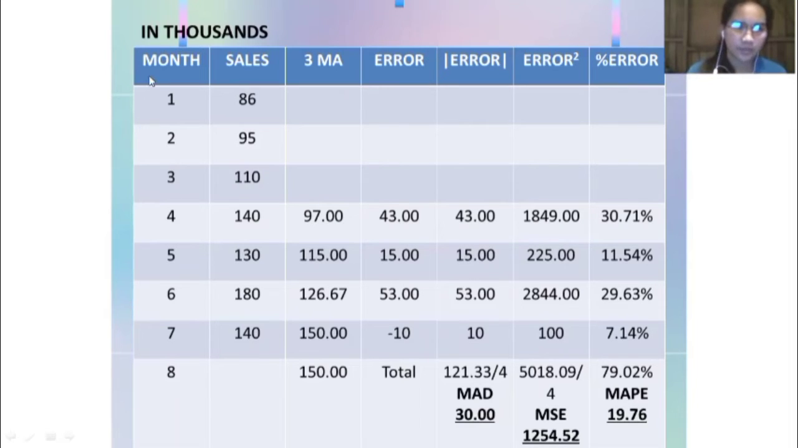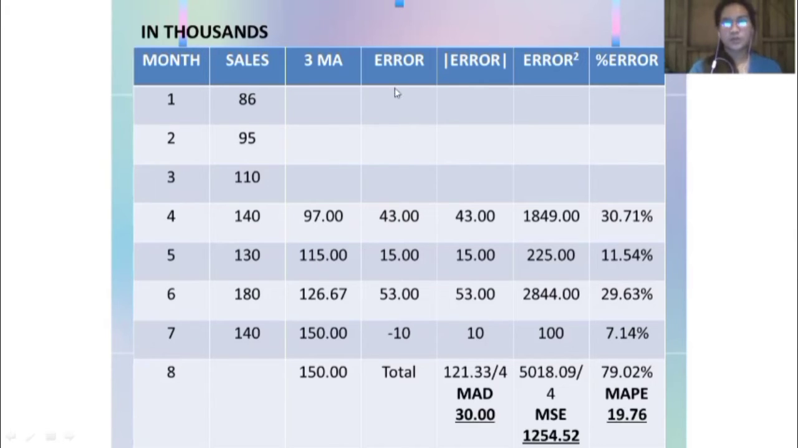So here we have our periods, from the first month up to 7 months. This is our sales, or the actual. To get the three-month moving average, we only have to add 86, 95, and 110 for the first 3 months. We add that and divide by 3 so that we can get 97. Next is 95: from the second, third, and fourth month, add those 3 and then divide by 3, we can get 115. Same process and same formula, so on and so forth.